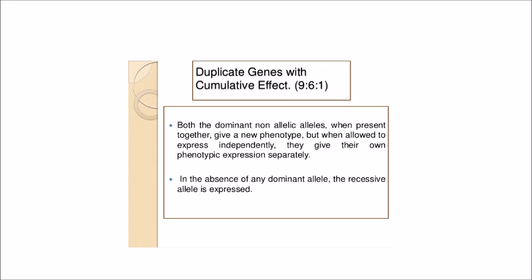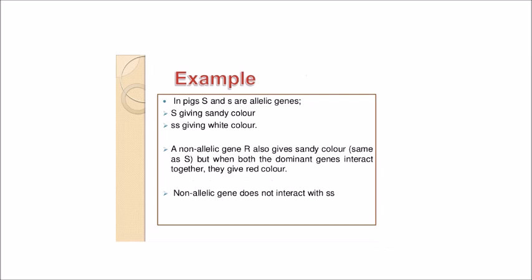As for example, capital S and small s are allelic genes. Capital S usually gives sandy color and small s gives white color. Our non-allelic gene, capital R, also gives sandy color, same as S, but the basic difference lies in that when both the dominant genes interact together, they give red color. And definitely, the non-allelic genes don't interact with small s.